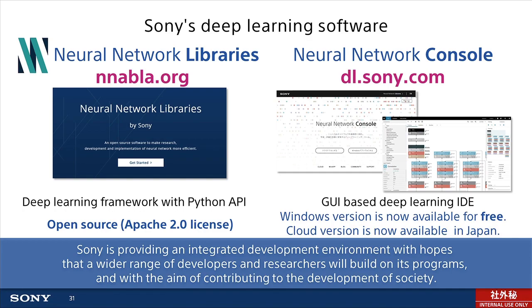By using this software, you can become a deep learning expert within just 3 months. So please check it. Neural Network Libraries are available on nnabla.org and also on GitHub, and Neural Network Console is available at dl.sony.com. So that's all. Thank you very much.